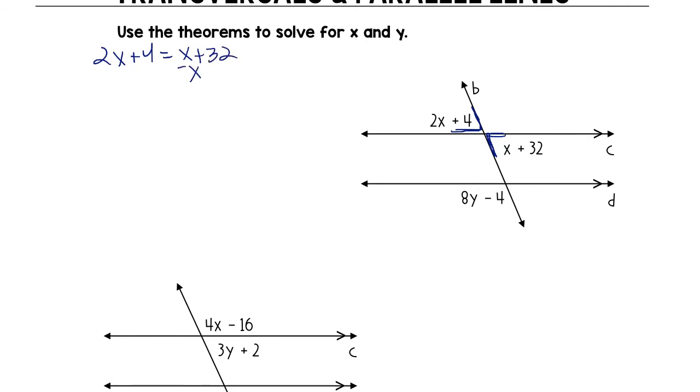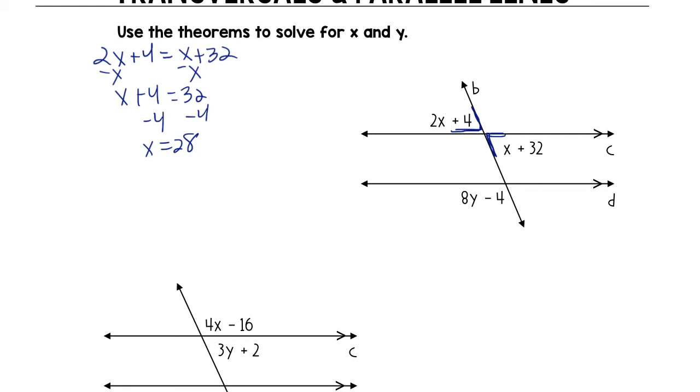So we can subtract x from each side. We get x plus 4 is 32. And subtract 4 and get x is 28. We want to find y at this point.